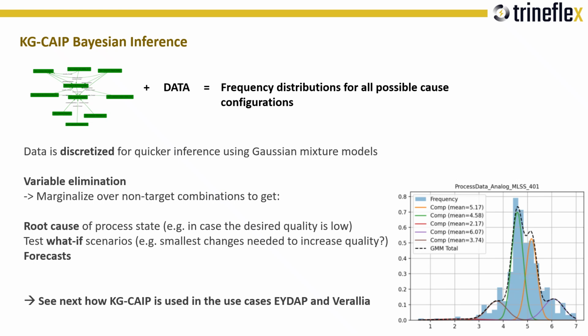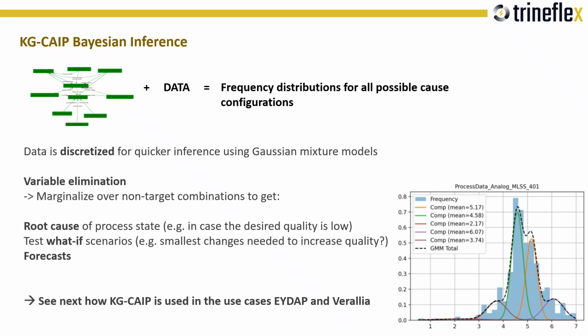On the right, you see how we discretize the data. So we have clusters from Gaussian mixture models. The cluster means indicate the category labels that we get from this, and all observations are assigned to one of them per variable.